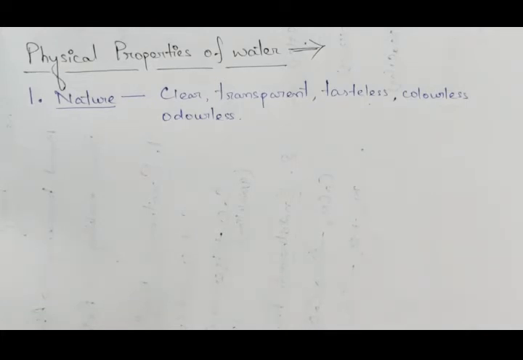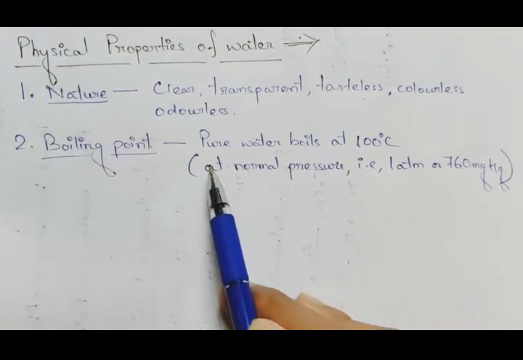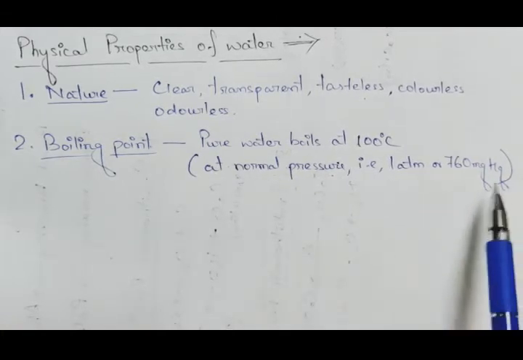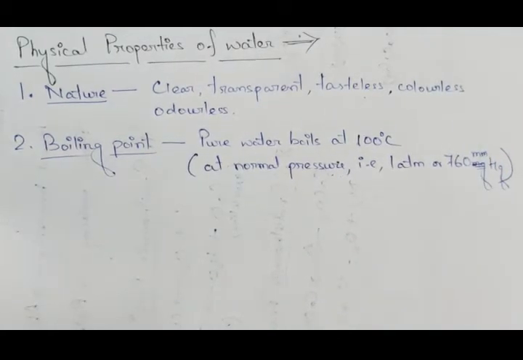Okay. Next thing is the boiling point. We all know that the boiling point of water is 100 degrees Celsius. That means pure water boils at 100 degrees Celsius under normal pressure, that is under 1 atmospheric pressure or 760 millimeter of mercury. At that pressure, water boils at 100 degrees Celsius. So we are emphasizing this pressure quantity: at normal pressure, that is at 1 atmospheric pressure or 760 millimeter of Hg, pure water boils at 100 degrees Celsius.